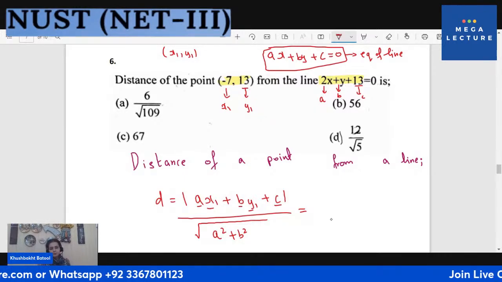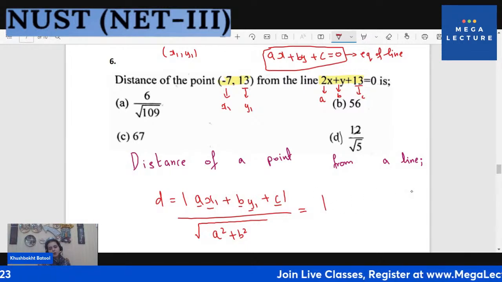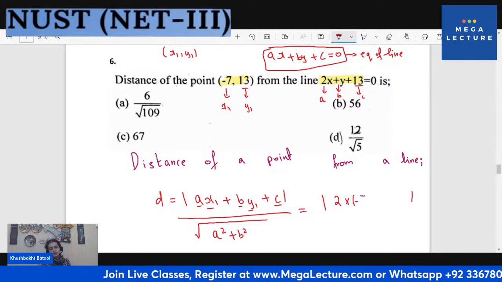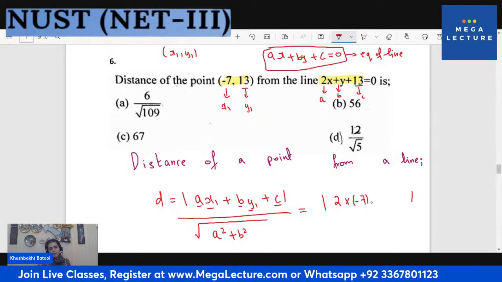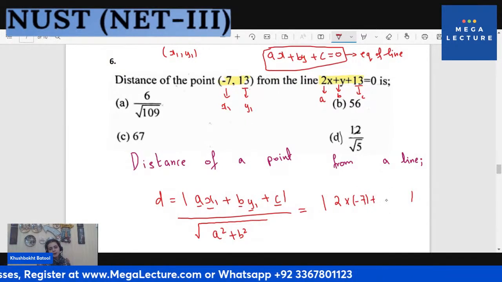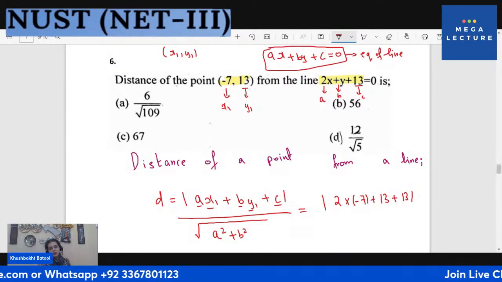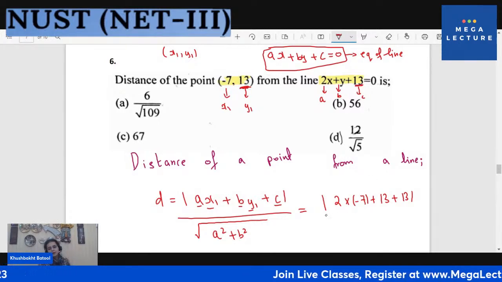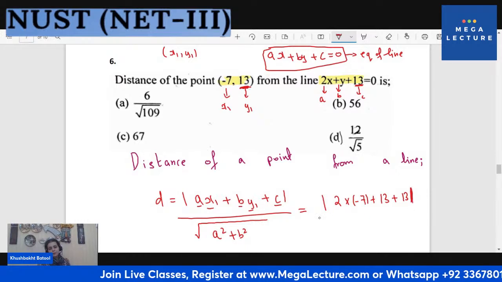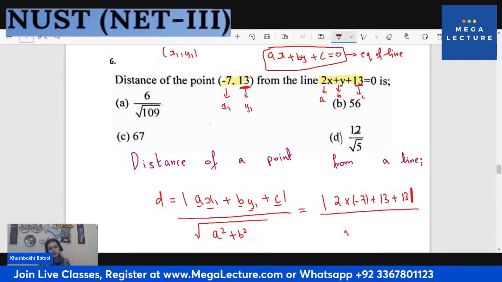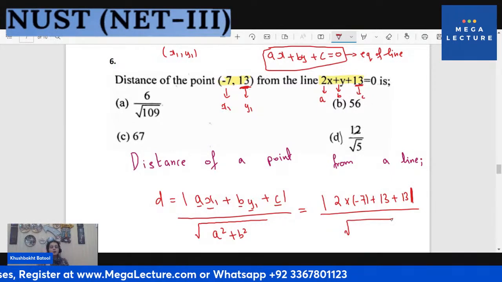Okay. Now, in order to find the exact distance, we have mod. What is a? A is 2 multiplied by minus 7 plus b y, it would be 13 plus 13. One 13 is this y coordinate, the other 13 is this c. Now all of this is coming in this mod divided by under the root a squared plus b squared.